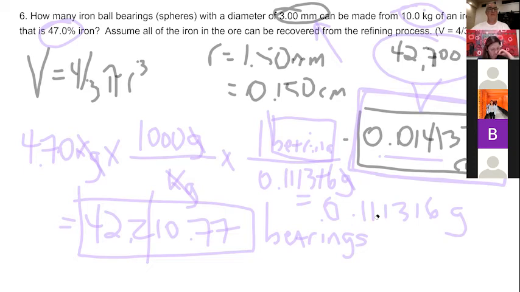Because basically we're given a mass of iron, not a volume of iron. We're given a mass of iron, and so we need to convert the volume to a mass. And we did that with the density.